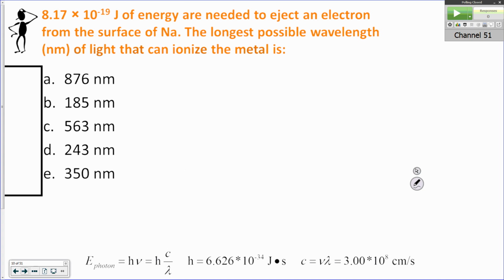Okay, so I tell you a number of joules here. This is describing the photoelectric effect. The photoelectric effect is when light strikes a surface and causes an electron to be ejected. There's a threshold wavelength associated with every metal. Way back in Gen Chem 1, you talked about this in Chapter 8. I want you to calculate what that minimum wavelength is, knowing that the threshold energy is 8.17 times 10 to the minus 19. Tell me how many nanometers the light has to be.